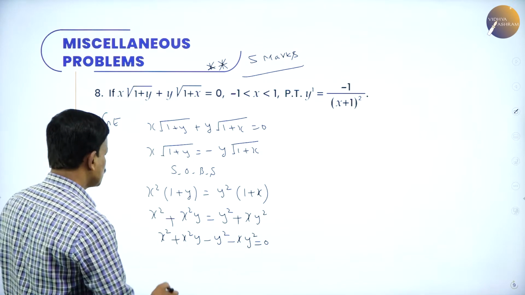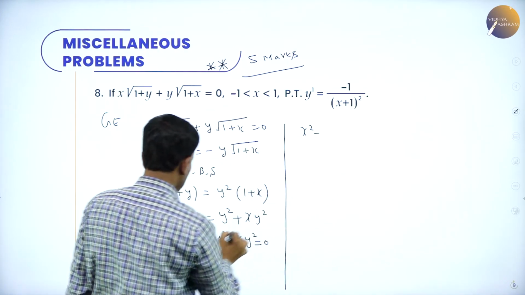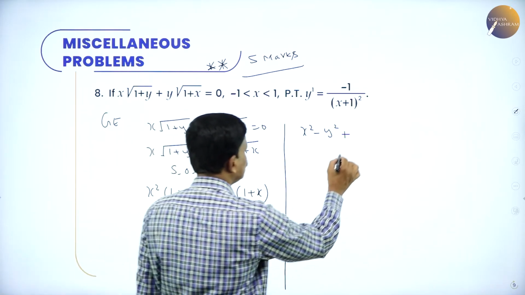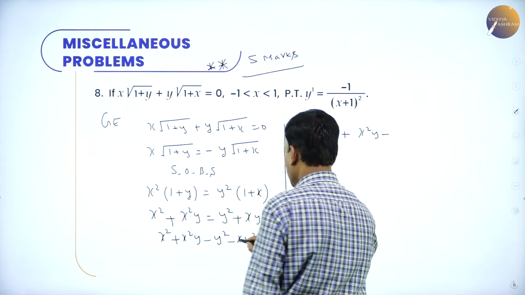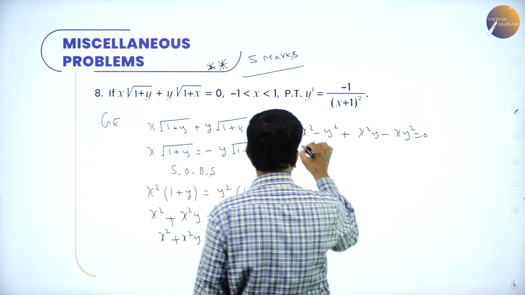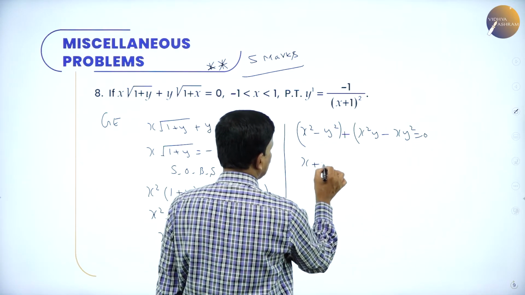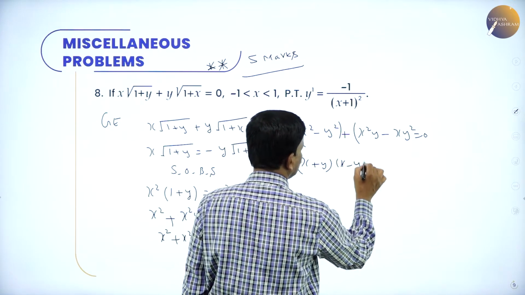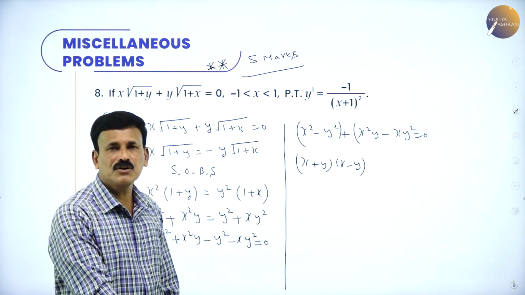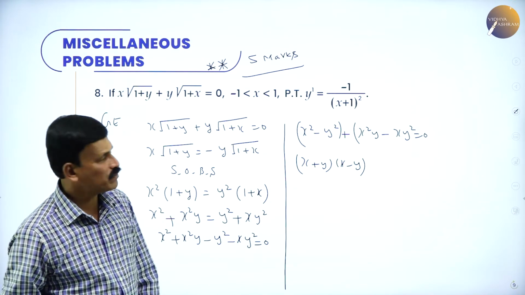Now just group the terms containing square terms. x square minus y square is one group, plus x square y minus xy square is equal to 0 is another group. Now this is one group and this is another group. Now you can remove the common factor. This can also be written as, first write down this as x plus y into x minus y. Simplify this, then remove the common factor. a square minus b square is equal to a plus b into a minus b. x square minus y square is equal to x plus y into x minus y.